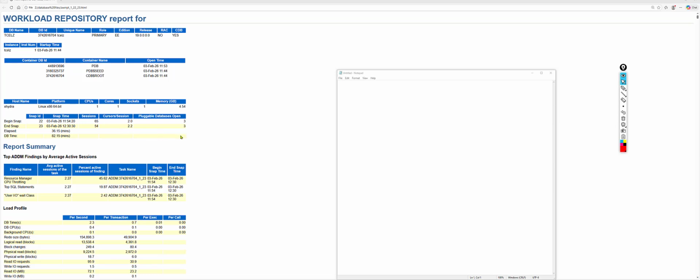Okay, so for beginners who don't know about AWR report, this session will be useful. Often as a beginner, everyone learns how to generate an AWR report. But that's not the actual goal of the AWR report. The main goal of AWR report generation is to analyze the historical issue.